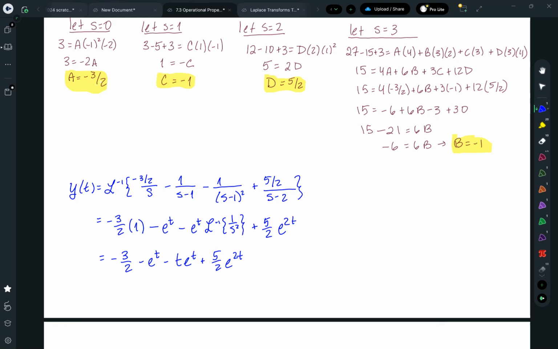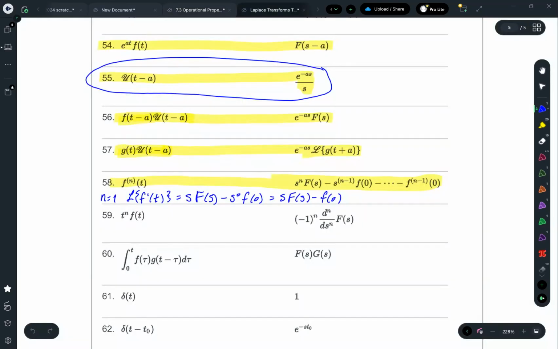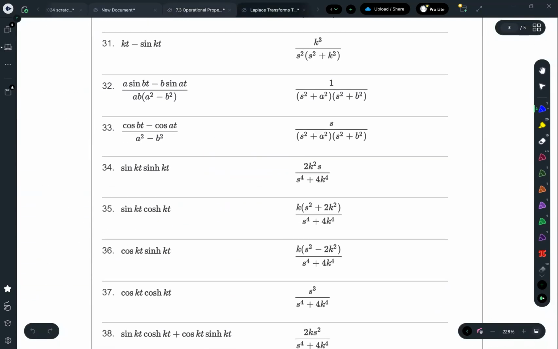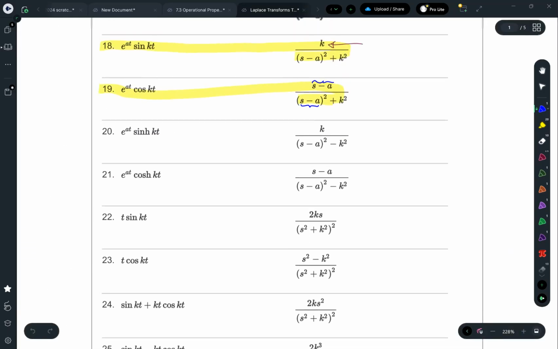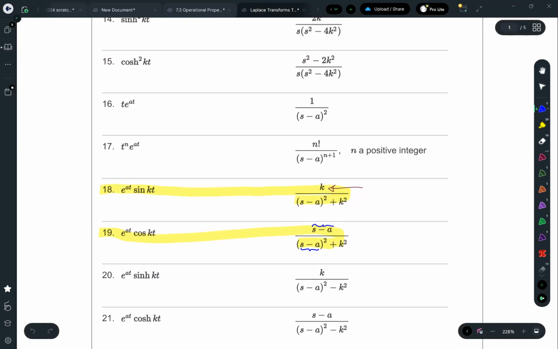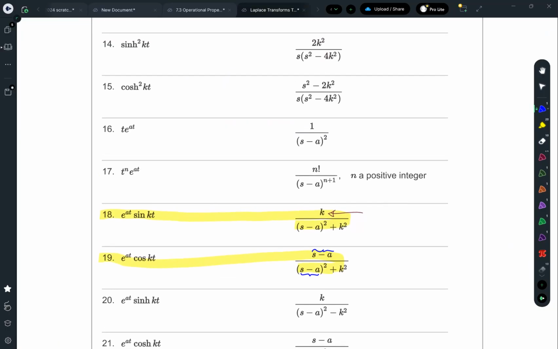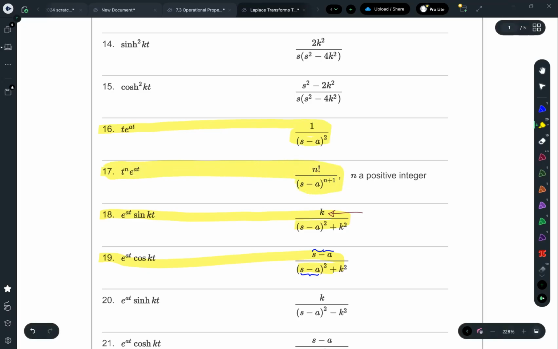But I want to draw your attention to the Laplace transform table. We're going to go back to the first page, possibly the second page. Here we go. I want you to pay attention to 16, and in fact, 17. I'm a big fan of using the table for its power, and we already have the Laplace of t e to the at figured out. We also have the Laplace inverse of 1 over (s minus a) all squared figured out.